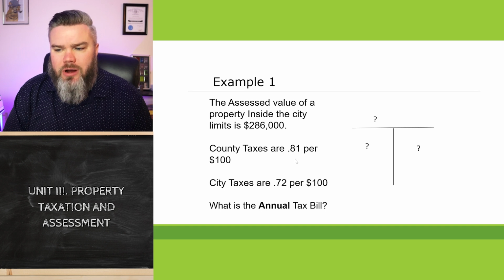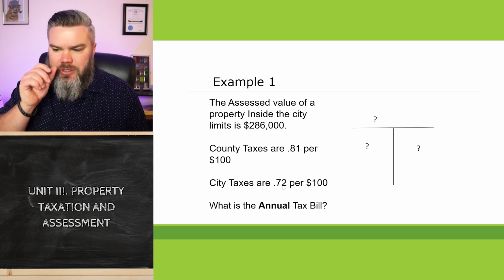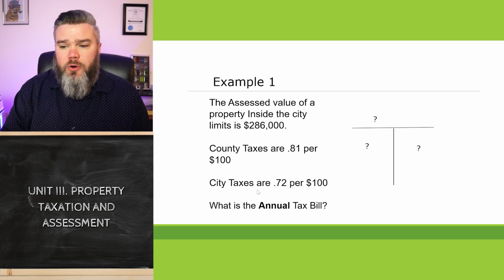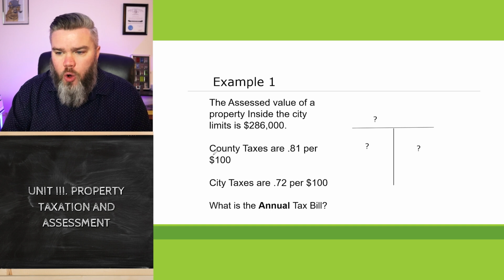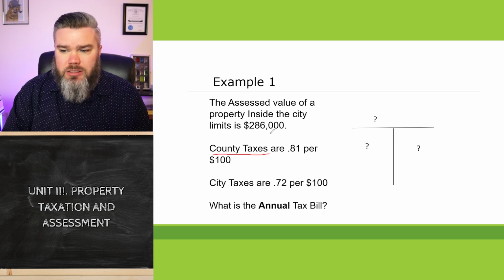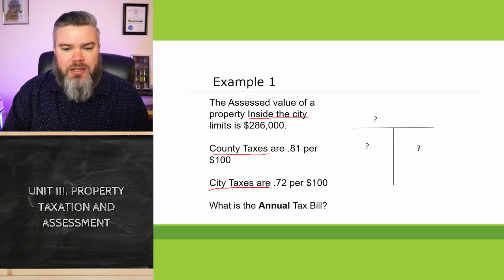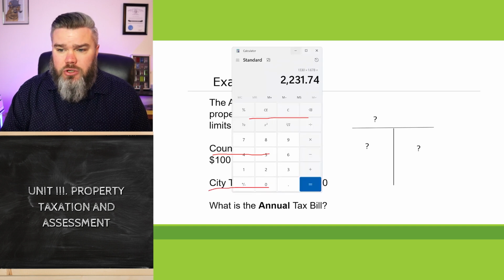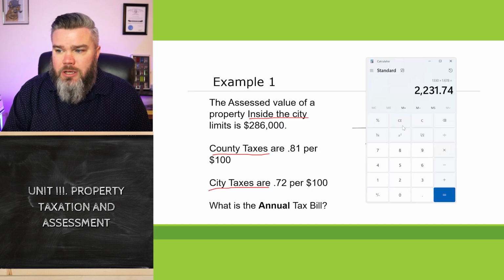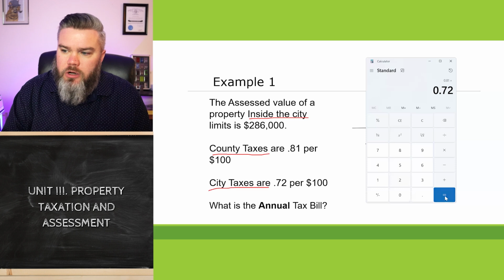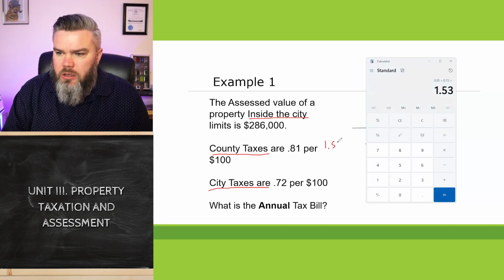County taxes are 81 cents per 100 and city taxes are 72 cents per 100. Well, folks, I told you, bar none, you always have to pay county taxes. And because it is located inside the city, you are also paying city taxes. No need, though, to do the work twice. Just add them together. 81 cents per 100 plus 72 cents per 100. And so your tax rate is $1.53 per 100.